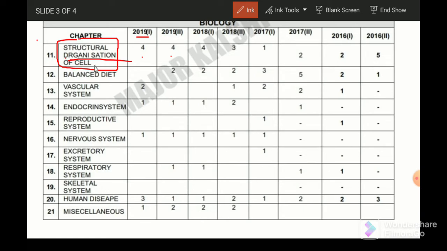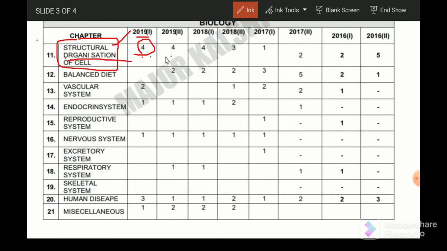Structural organization of cells. So the components of cells, the protoplasm. We have to study it in detail. So this is very important. 4 marks are over here. That means एक चैप्टर से अगर 4 मार्क्स आ रहे, then ये तो बहुत इंपॉर्टेंट टॉपिक तो हुआ हमारे लिए. So we need to concentrate more on this chapter. See the trend, आप ट्रेंड को देखते जाओ.